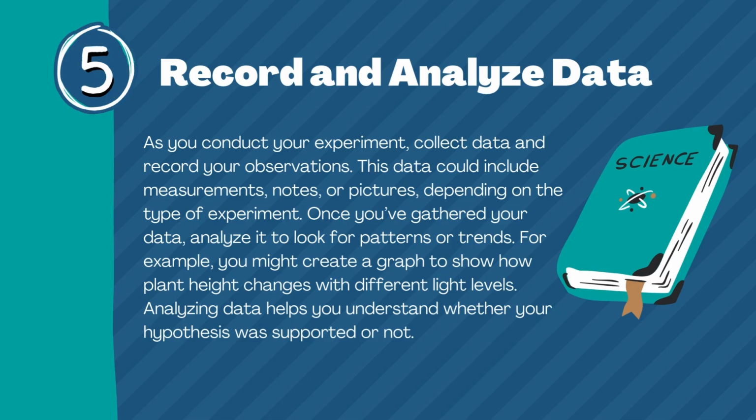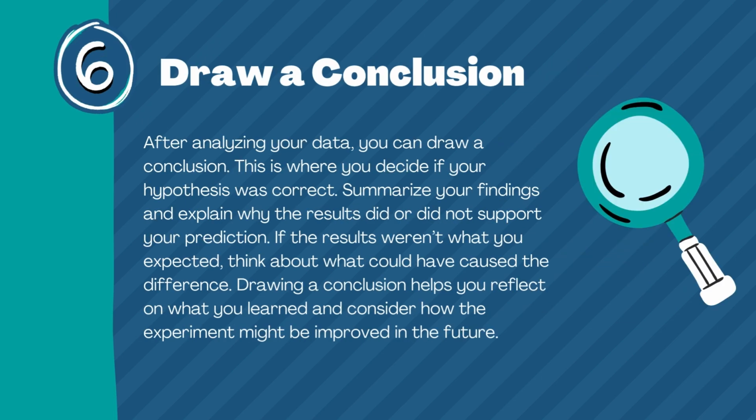Now it's time to record and analyze your data. As you conduct your experiment, collecting data and recording your observations will really help. This data could include measurements, notes, or pictures, depending on the type of experiment. Once you've gathered your data, analyze it to look for patterns or trends. For example, you might create a graph to show how plant heights change with different light levels. Analyzing data helps you understand whether your hypothesis was supported or not.